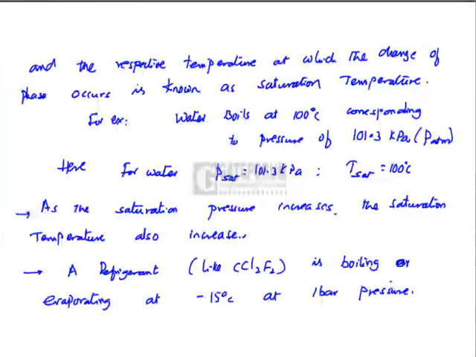A refrigerant, if it is say evaporating at minus 15 degrees centigrade at 1 bar pressure, now the same refrigerant may be made to condense say at 30 degrees centigrade by increasing the pressure. The refrigerant vapor may be made to condense at 30 degrees centigrade. That is the meaning of as the saturation pressure increases, saturation temperature also increases. That means here at 1 bar pressure, the saturation temperature is minus 15. Say at 6 bar pressure, the saturation temperature may be 30 or 35 degrees centigrade for the same refrigerant.